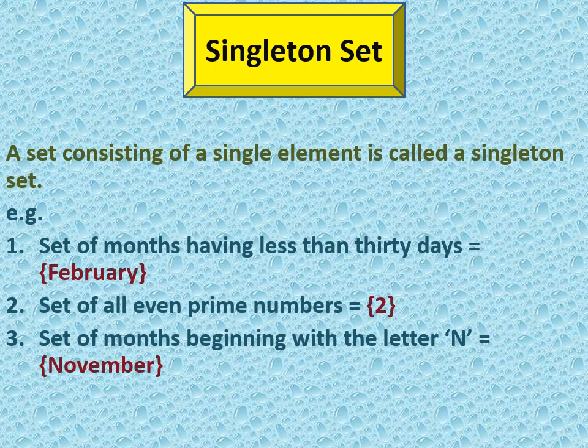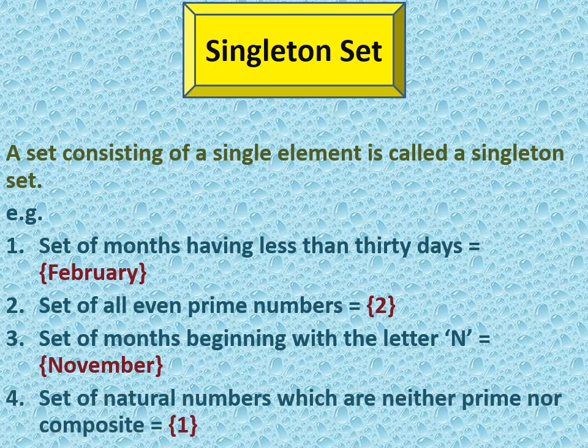Set of months beginning with the letter N. Only November is a month which begins with the letter N. Set of natural numbers which are neither prime nor composite. Only one number is there, which is a natural number that is neither prime nor composite.